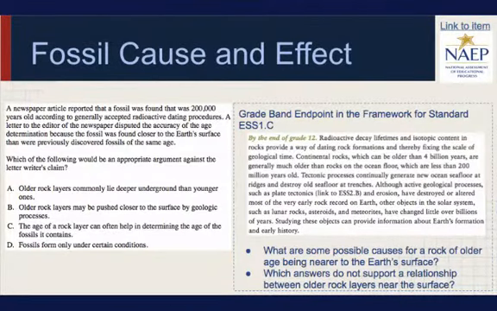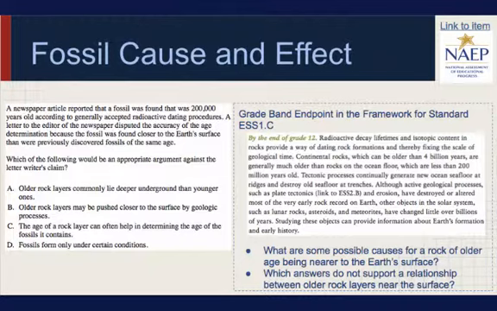A newspaper article reported that a fossil was found that was 200,000 years old, according to generally accepted radioactive dating procedures. A letter to the editor of the newspaper disputed the accuracy of the age determination because the fossil was found closer to the Earth's surface than were previously discovered fossils of the same age. Which of the following would be an appropriate argument against the letter writer's claim?